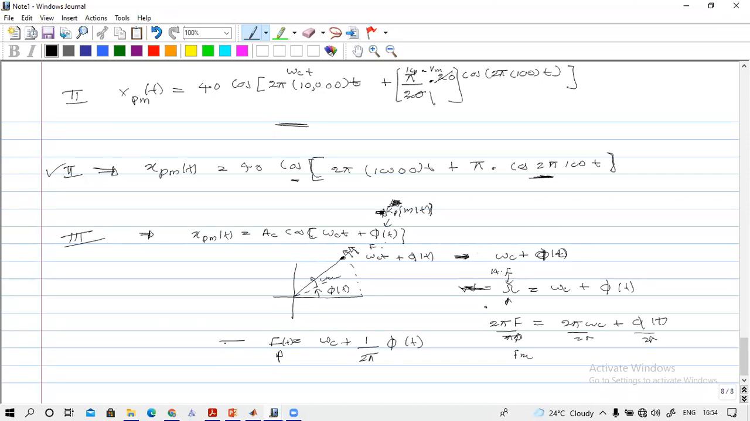So this is the identity for instantaneous frequency. If you want to find the instantaneous angular velocity, it is also a function of t, and it is equal to 2 pi F, which is 2 pi fc plus phi dash t. So you have to remember this. We can use this identity to calculate the instantaneous value at different points.